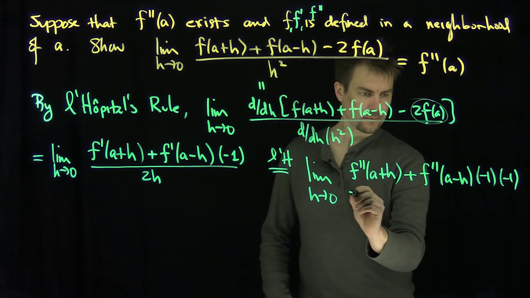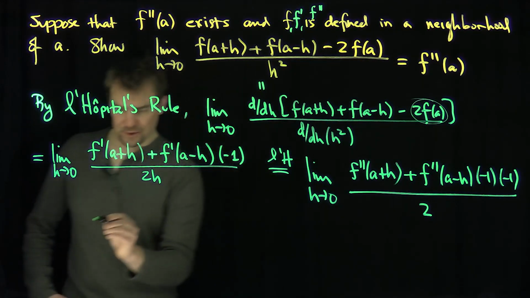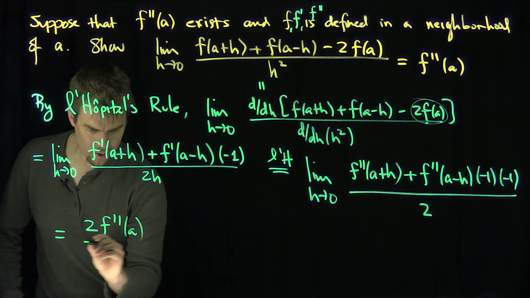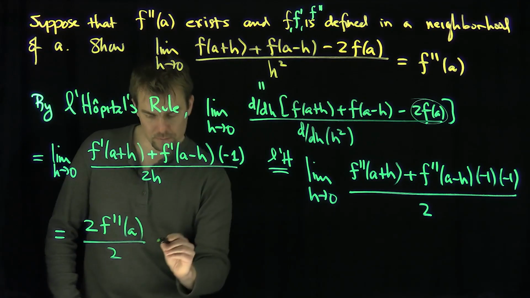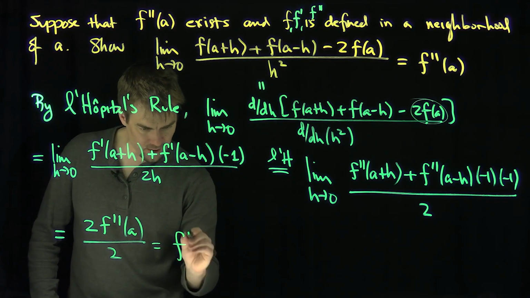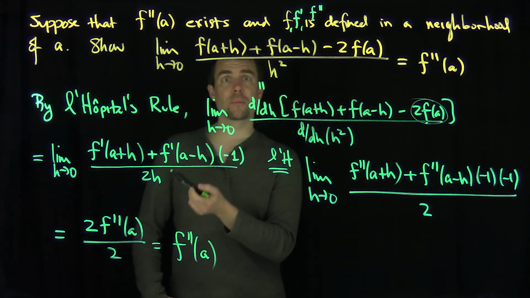I had that original negative 1, and I have another negative 1, all over 2. And now what happens when I plug in h equals 0, I get twice f double prime of a over 2. And then this becomes just f double prime of a. So this limit exists, and this limit is equal to f double prime of a.